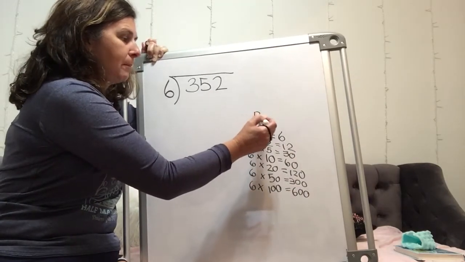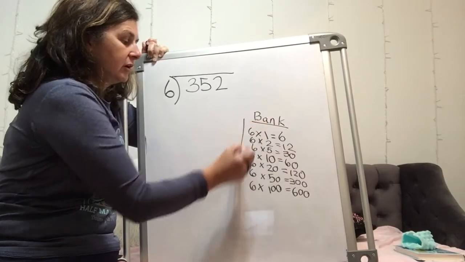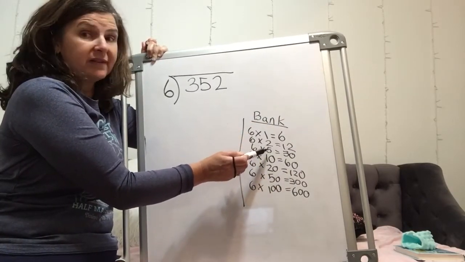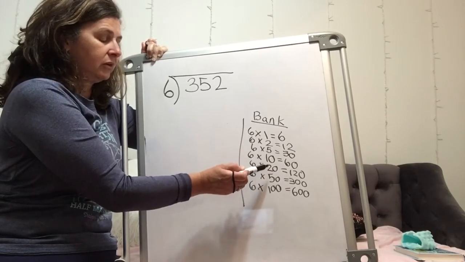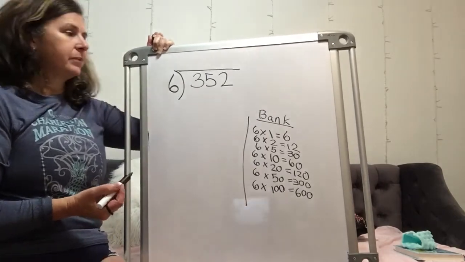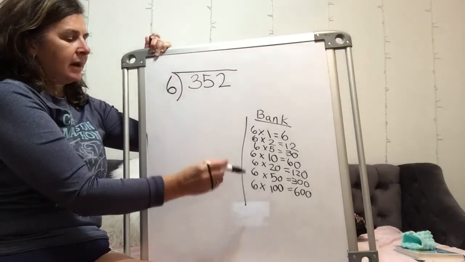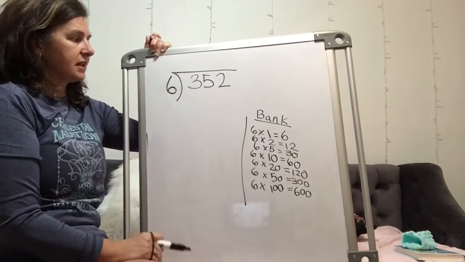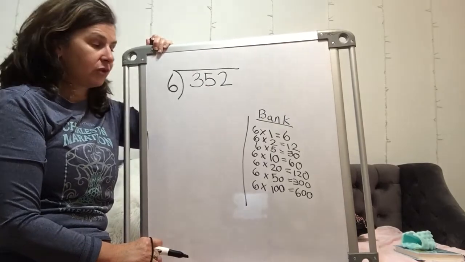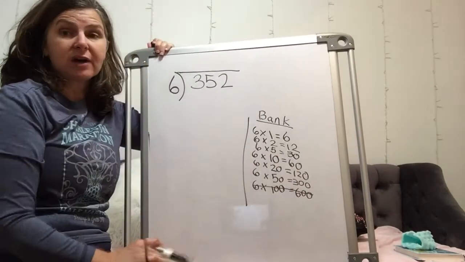Okay, this is our bank. Our bank with our bills in it. Our $1 bill, our $2 bill, our $5 bill, our $10 bill, $20 bill, $50 bill, and $100 bill. So the first thing is you look at this dividend and you say, which one of these numbers is the closest to 352 without going over 352? Well, this one is way too big, so I'm going to go ahead and cross it off.